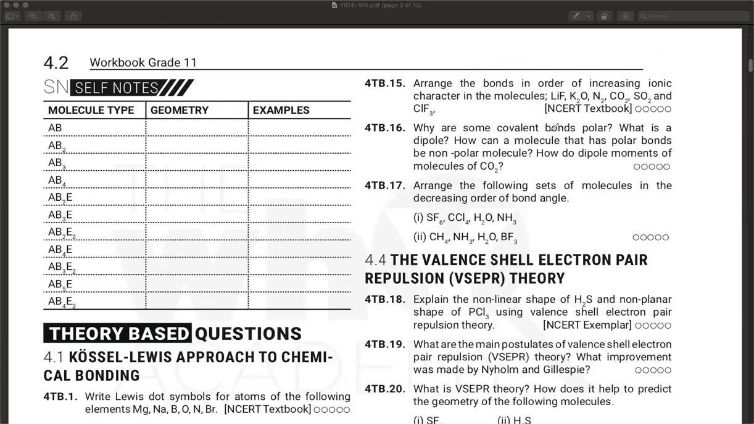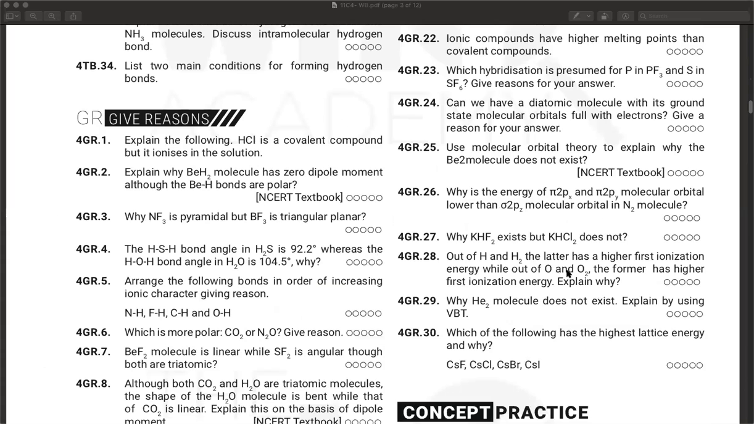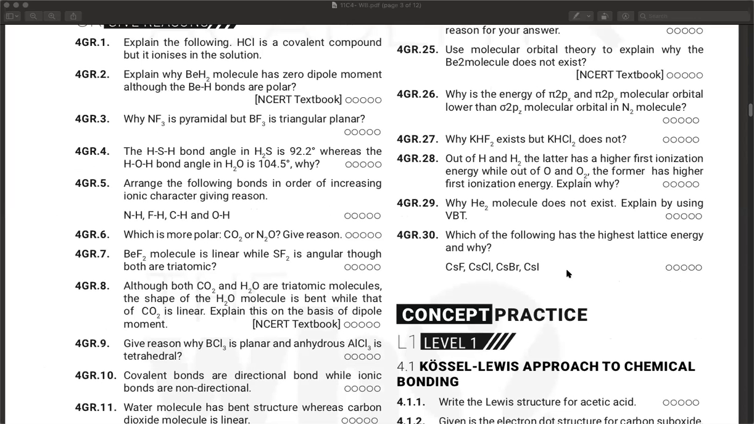Next, why are some covalent bonds polar? What is a dipole? Okay, these are all theoretical. Arrange the following sets of molecules in decreasing order of bond angle. This will get easier once we do VSEPR, so I'll not do this now. After that, VSEPR, hybridization, hydrogen bonding, give reasons. Okay, do you want to do more questions or are you ready to do VSEPR now? Okay, cool.